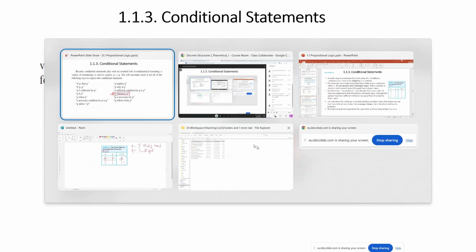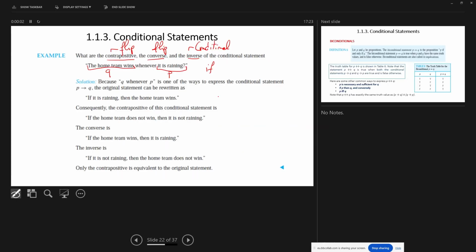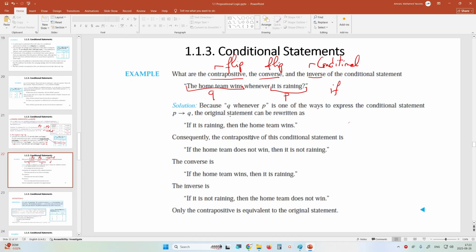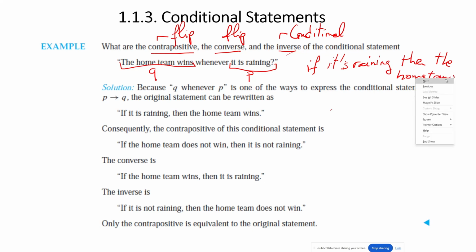So we can write this differently by saying: if it's raining, then the home team wins.